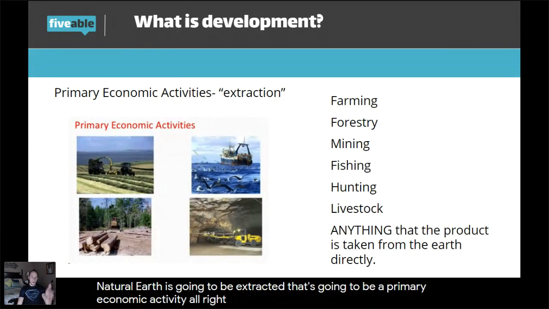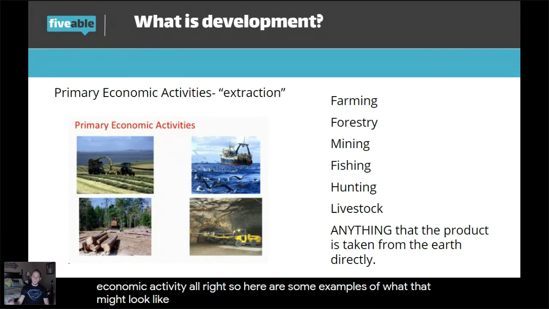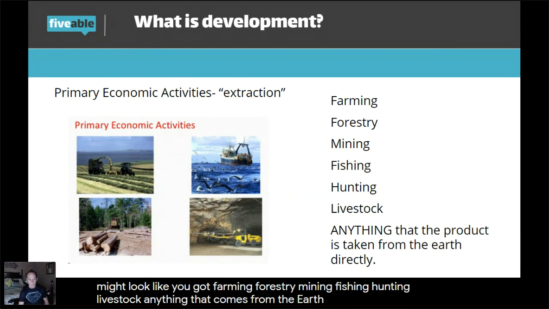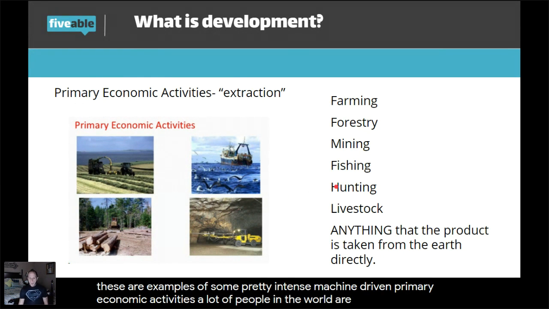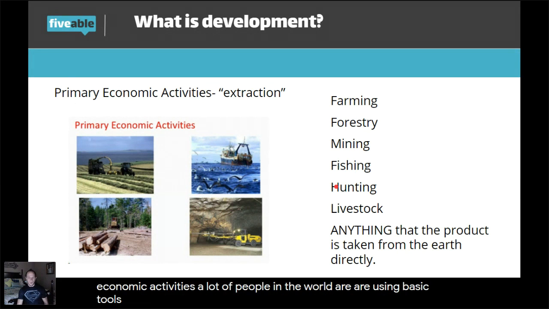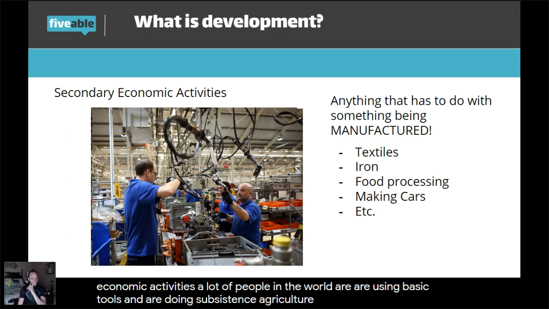All right, so here are some examples of what that might look like. You've got farming, forestry, mining, fishing, hunting, livestock, anything that comes from the earth. And notice also that these are examples of some pretty intense machine-driven primary economic activities. A lot of people in the world are using basic tools and are doing subsistence agriculture.